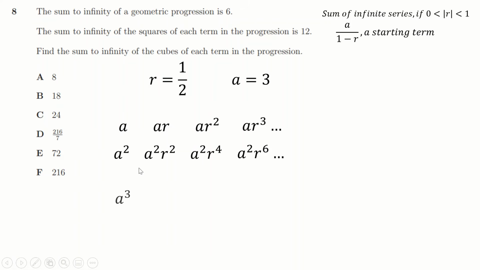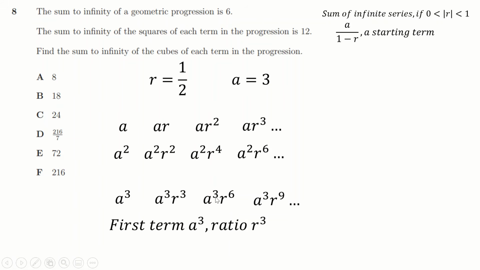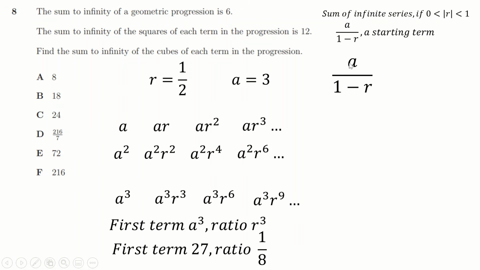Well, it's a cubed, a cubed r cubed, a cubed r to the 6, and so on. Those are the cubes. And I'm looking to sum this up. So it starts with a cubed, and it has a common ratio of r cubed. So putting that into this formula, this is the formula, but I know what a is. That's 3. So a cubed is 27.